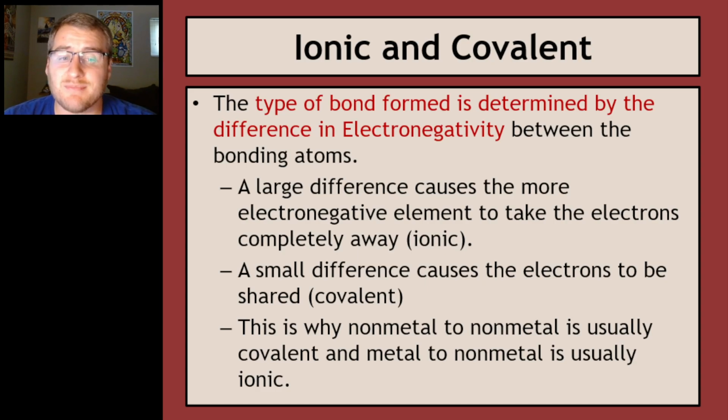But if that difference is much smaller, then one atom can't completely take an electron away from another atom. Right? A small electronegativity difference, like between multiple nonmetals, creates a covalent bond, a situation where they'll share electrons. And this explains why nonmetal to nonmetal is usually covalent, although there could be exceptions, and metal to nonmetal is usually ionic, because usually metals have low electronegativities and usually nonmetals have high ones.